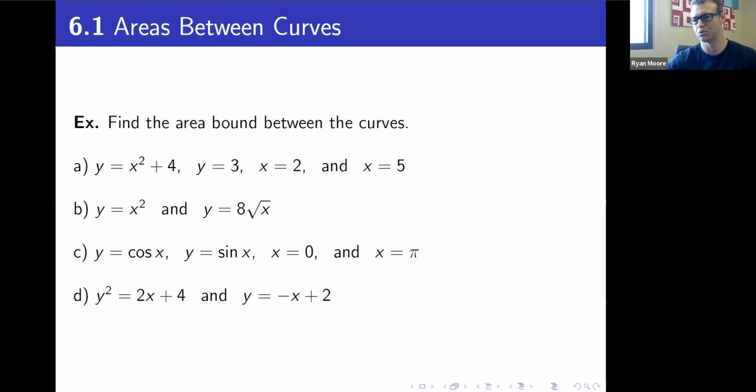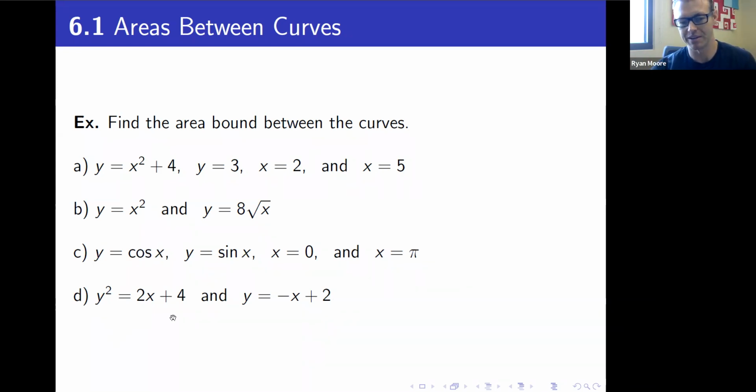Our last example. In 6.1, the areas between curves, we looked at some good stuff. Part A was about as straightforward as you can get with these. Part B didn't give us those vertical lines. We had to find where those curves intersected to find the limits to put on our integral. In part C, we had a situation where the curves actually crossed each other, so we had to find two different areas.